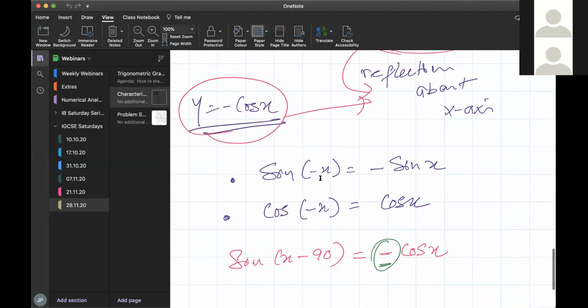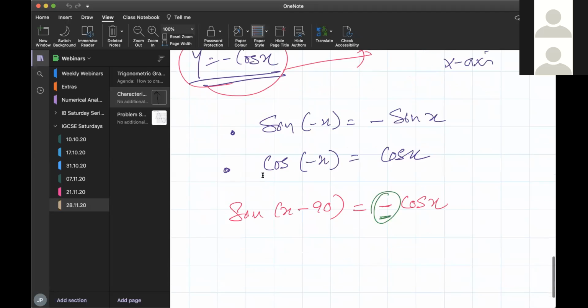Some of these things will come into your theory, where your teacher will teach you about the odd function and the even function. And that's going to be the challenge.